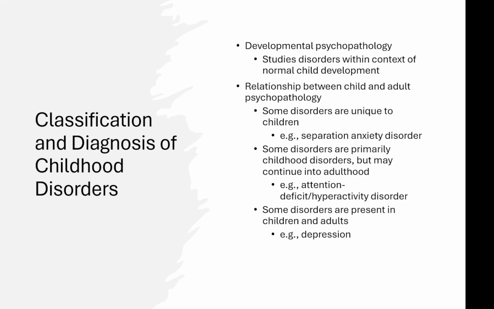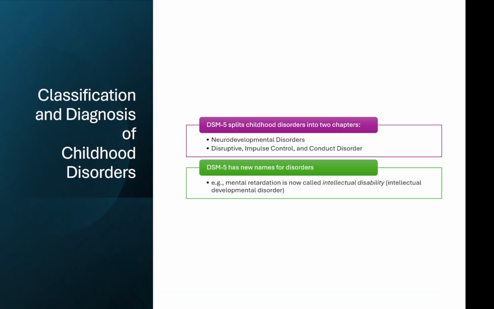When we examine neurodevelopmental disorders, we often refer to developmental psychopathology, which means that many of these disorders we'll discuss today typically have their onset in childhood. Some disorders, like separation anxiety disorder, are unique to childhood, while others, like ADHD and Autism Spectrum Disorder, usually begin in childhood but do go across the lifespan. Additionally, some disorders like depression and anxiety can occur in both children and adults, so we'll briefly touch upon their co-occurrence.